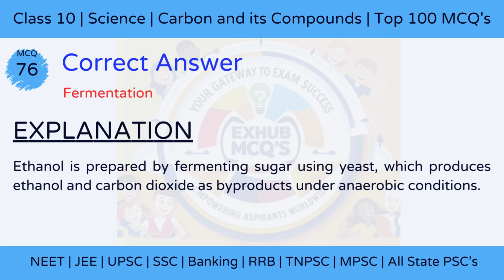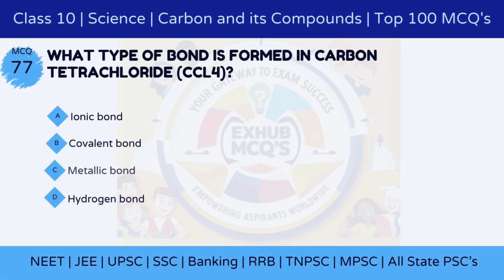MCQ 77. What type of bond is formed in carbon tetrachloride, CCl4? Option A, ionic bond. Option B, covalent bond. Option C, metallic bond. Option D, hydrogen bond.